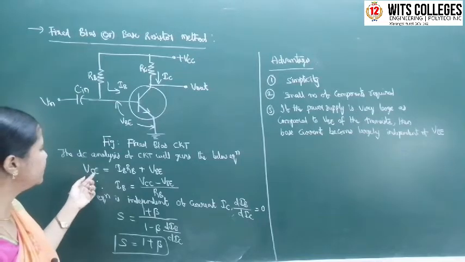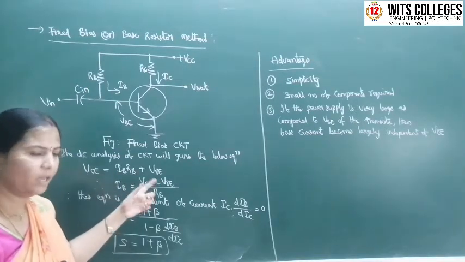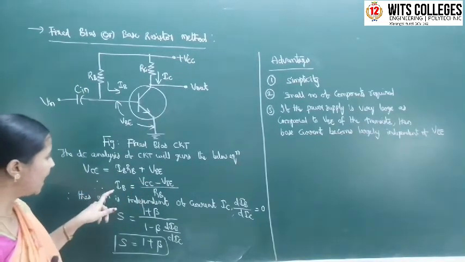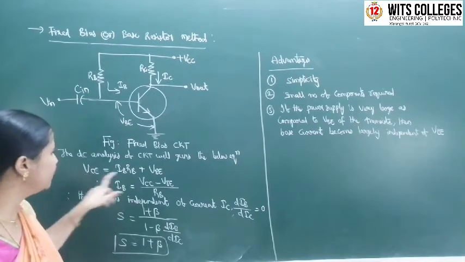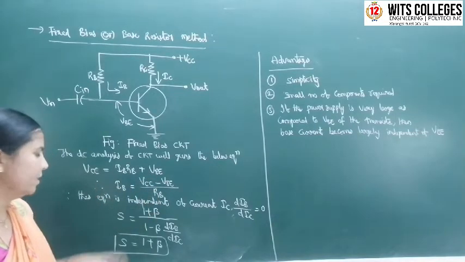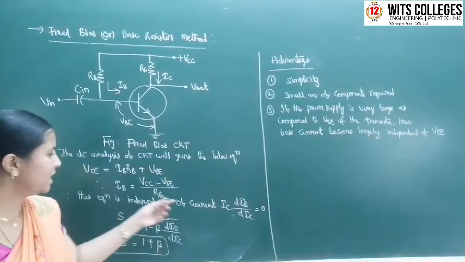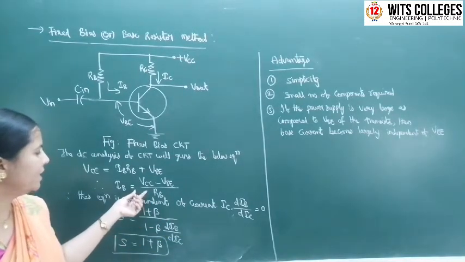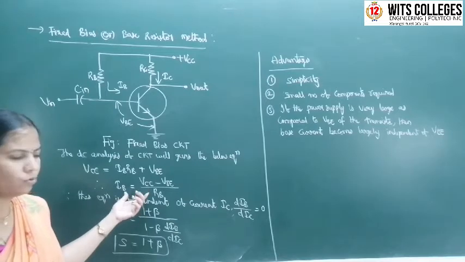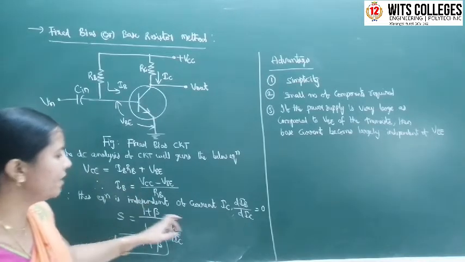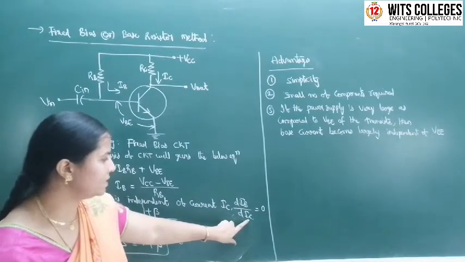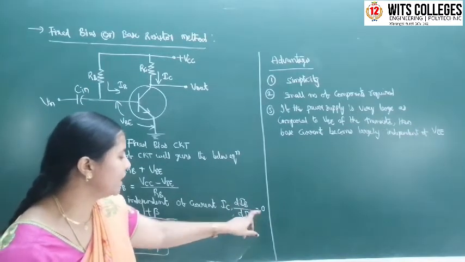So you will get VCC equal to IB RB plus VBE. From this equation, if you calculate, IB equal to (VCC minus VBE) by RB. So therefore this equation is independent of collector current. Is there any collector current value here? No, there is no current. So if you differentiate this with respect to IC, dIB by dIC equals 0.